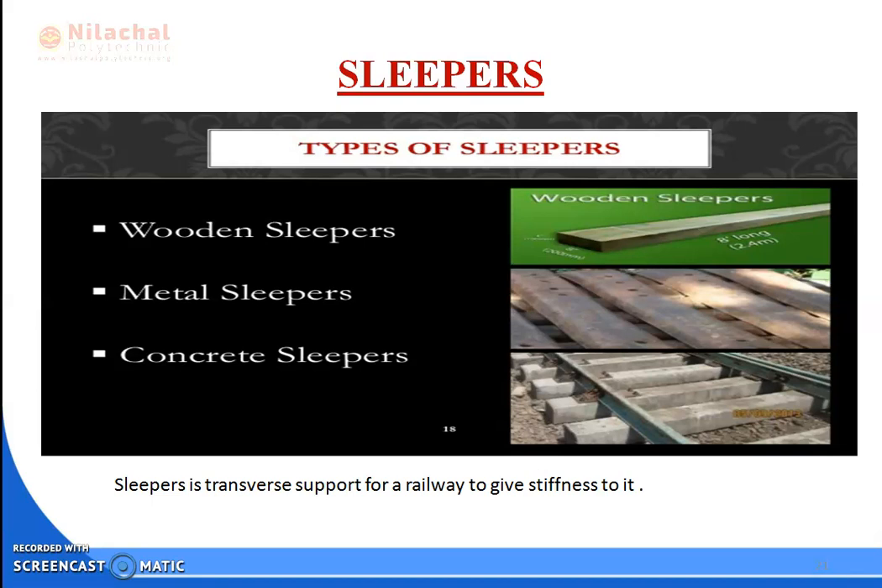Okay. Normally teak is the best wood for slipper purposes, but due to its heavy cost, it is used only for girder bridges. It is not used all over the track.